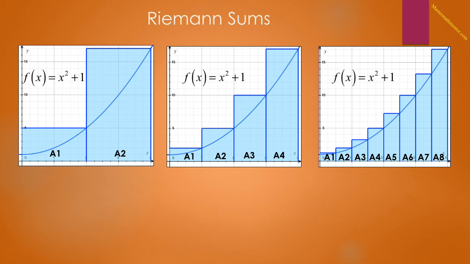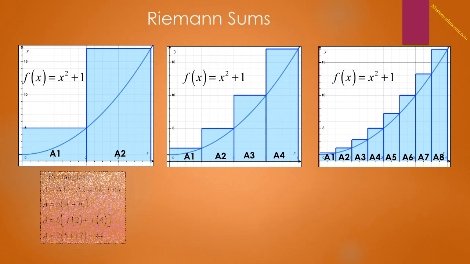Let's now get specific. Let's suppose that our graph is f of x equals x squared plus 1. Now we can find the approximation of the integral from 0 to 4 of f of x dx using 2 rectangles, 4 rectangles, and 8 rectangles.